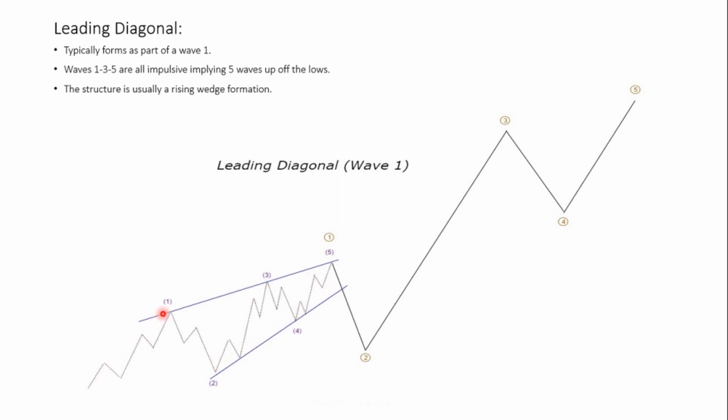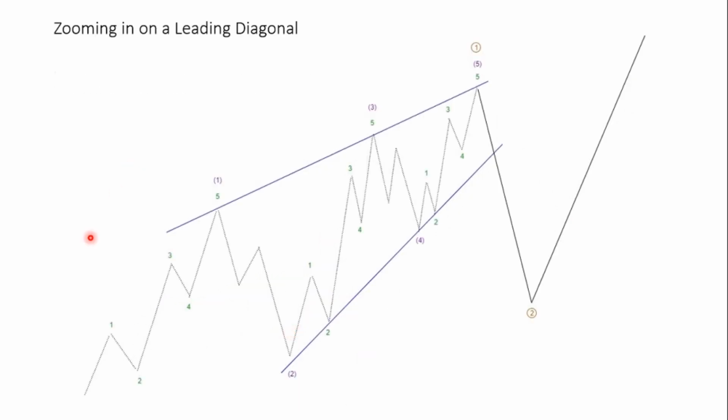Only a leading diagonal has 5 waves up for each impulsive move. The ending diagonal differs in the sense where every single wave is broken down in 3. However, with a leading diagonal, these impulsive waves are impulsive. They're 5 waves up, 5 waves up. And that's the difference between a leading diagonal and an ending diagonal.